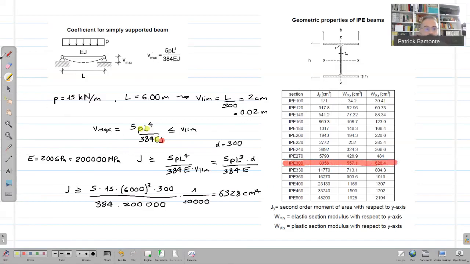So this is your choice. Your choice is to respect this limit of displacement. Your choice is IPE 300. And from now on, everything has to be done assuming that the beam consists of an IPE 300 profile.